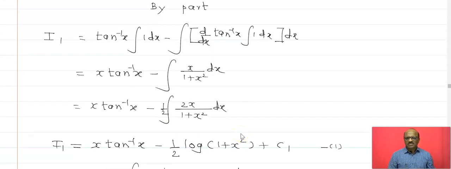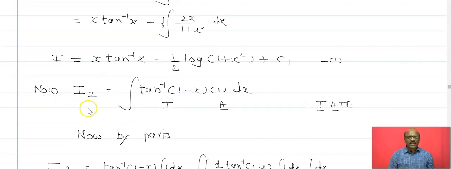In integration, at first glance you should understand the substitution and its methods; your practice should be that good. Therefore, x tan inverse of x minus 1 upon 2, and its integration is f dash of x upon f of x, that is log of 1 plus x square plus c1, and this is the first one.